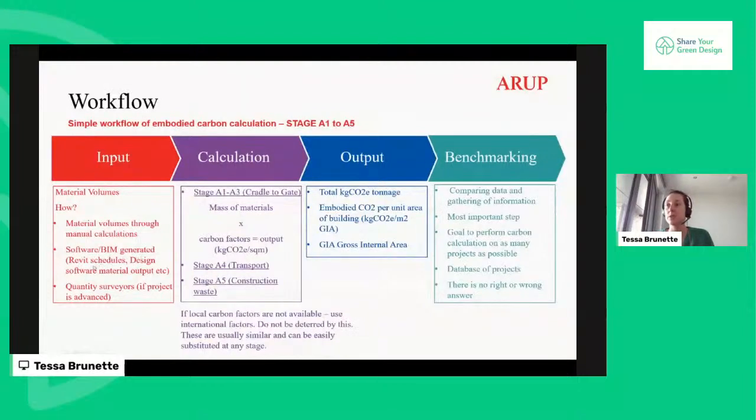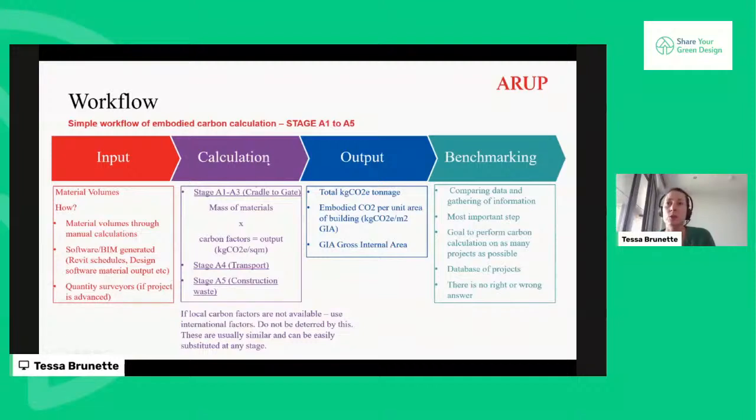We can use BIM generated Revit schedules, for instance. We can use all sorts of software to confirm what the various volumes of the materials are. And of course, quantity surveyors are often a good source of information for volumes because it's their job to be calculating what the volumes of things are of the different materials.